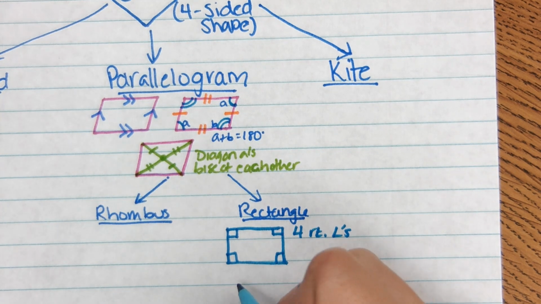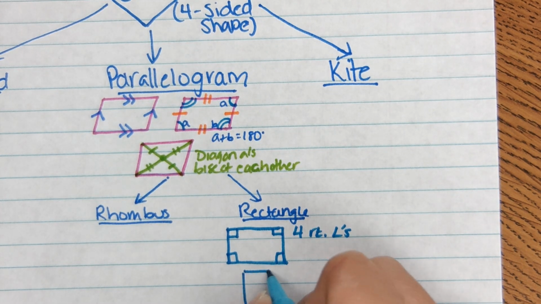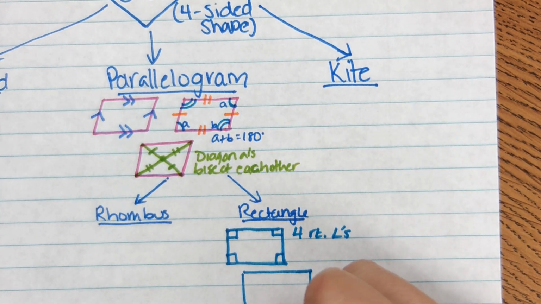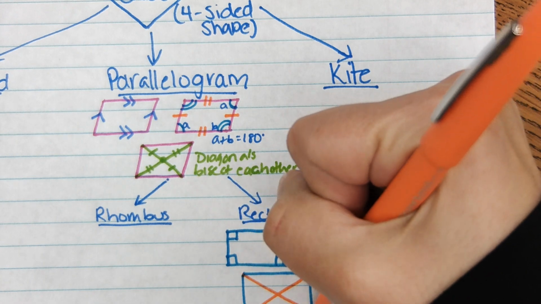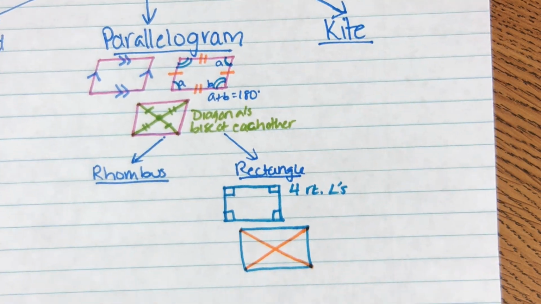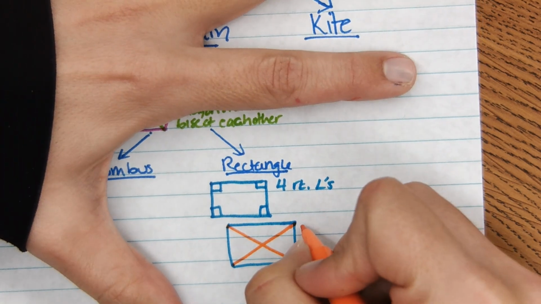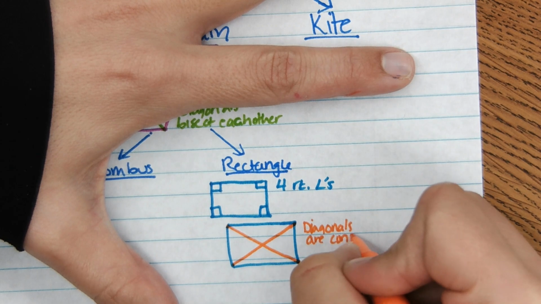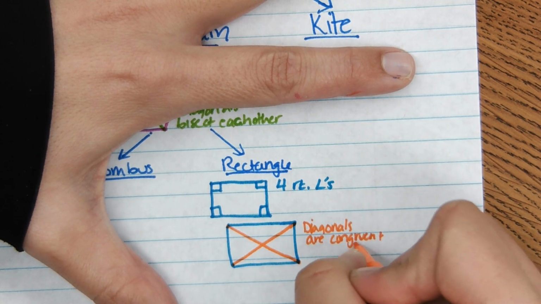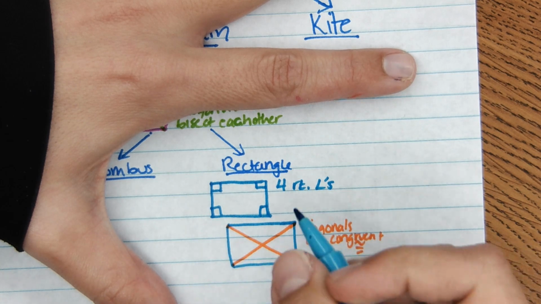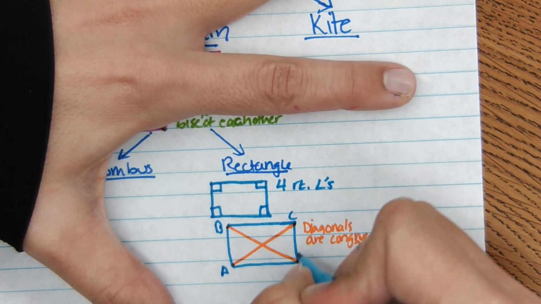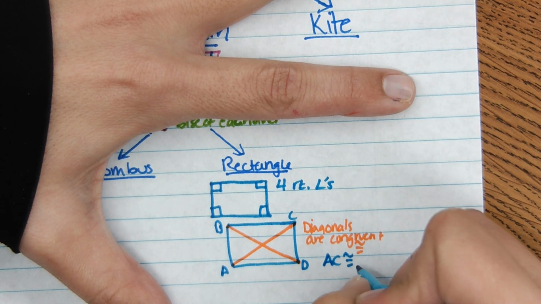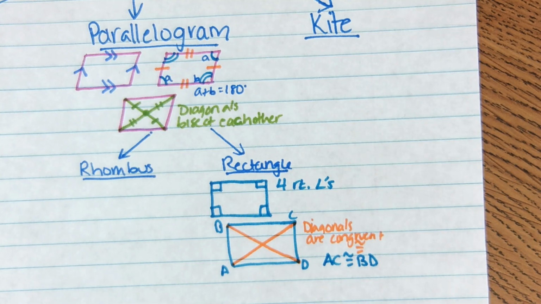And then the second thing with a rectangle, the diagonals. So the diagonals are going to bisect each other. But in addition to that, the diagonals are congruent, meaning that they are the same length. So if I have a rectangle A, B, C, D, I can say that segment AC is congruent to segment BD. The diagonals are congruent.